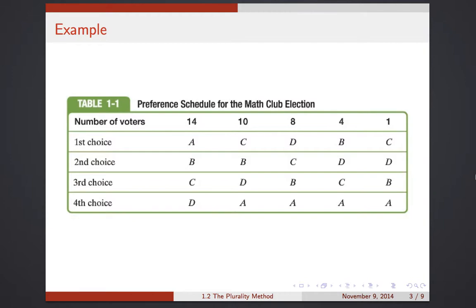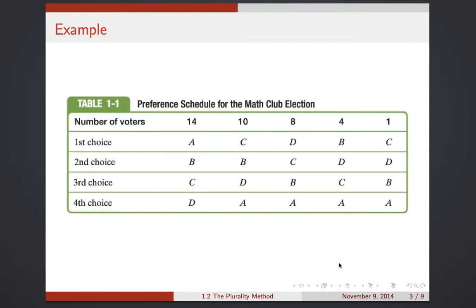Here's the preference table. So again, you need to be comfortable with what this is saying. This first column is saying that 14 people turned in ballots that look like this. 14 people said they want A first, B second, C third, and D fourth. So they liked A the best and D the least. 10 people liked C the best, B second best, D third best, and A fourth best, etc.